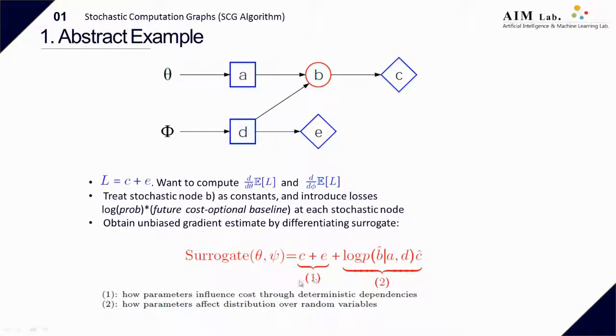The first term in this loss shows the effect of the deterministic change of the cost on the loss. The second one represents how the parameter affects the loss by changing the probability. In summary, there's a parameter which directly affects the loss and another parameter which affects the distribution.